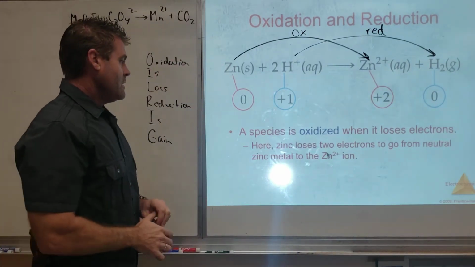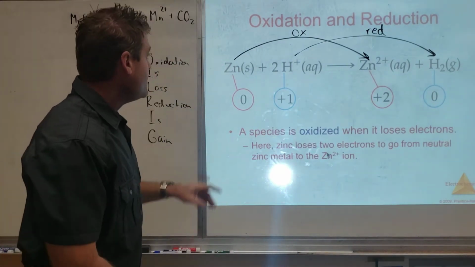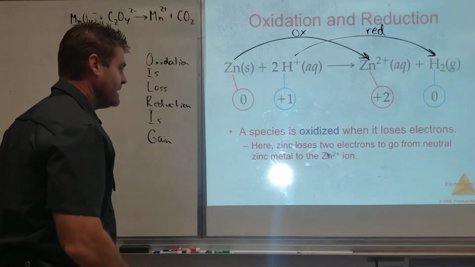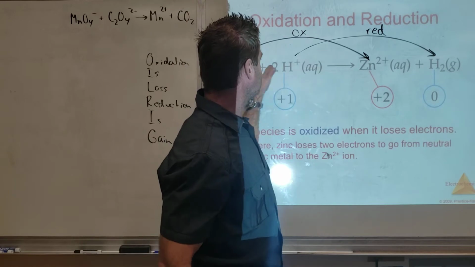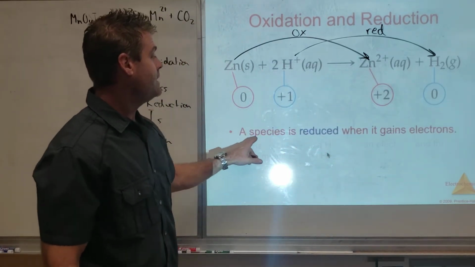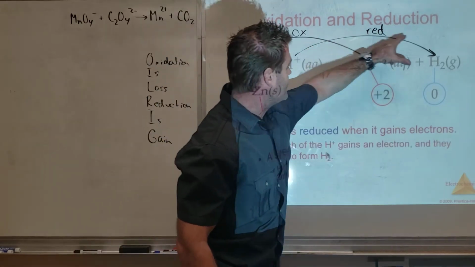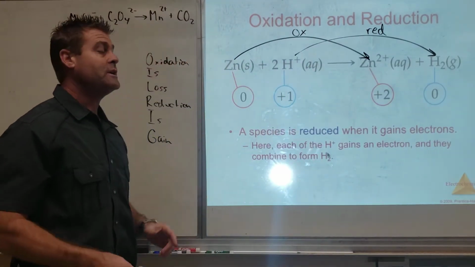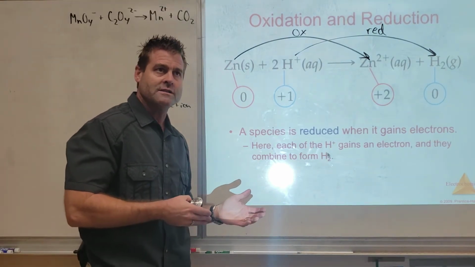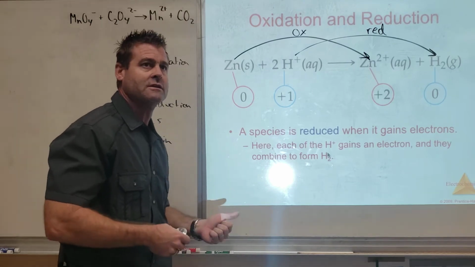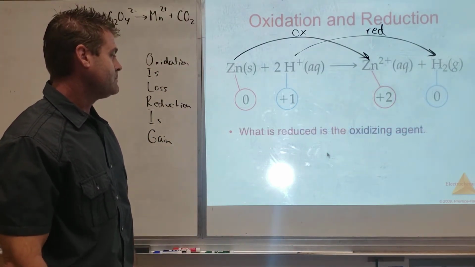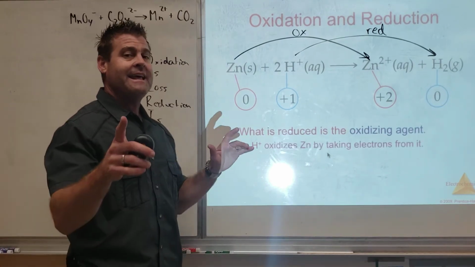So we see zinc was oxidized, and it loses 2 electrons, right? You can see that to go from the neutral atom to the zinc ion. And then you see the hydrogen was reduced. So what you will find is anytime there's oxidation, there also has to be an accompanying reduction. If something loses electrons, something else had to gain them. If something gained electrons, something else had to lose them. Okay, and then it's kind of the reverse.